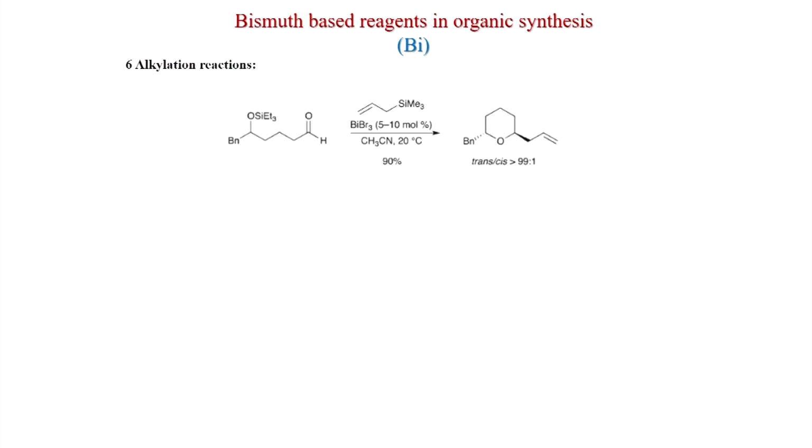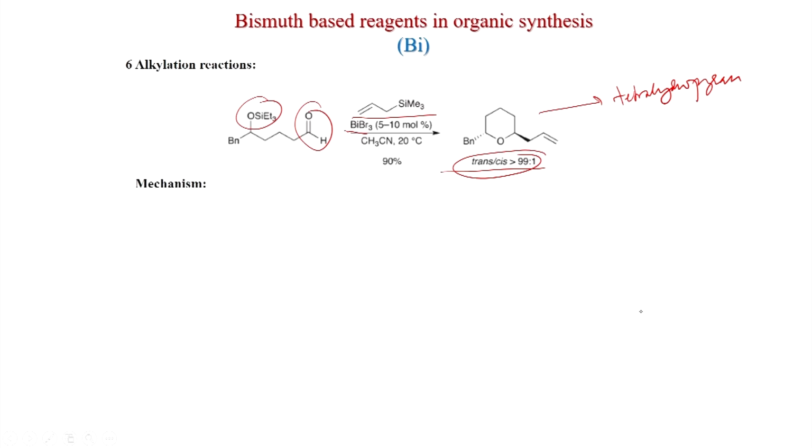Now, we will discuss alkylation reaction. So, if you see the structure here, an aldehyde, O-silyl group and allyl silane you have to add with bismuth bromide 5 to 10 mole %, and you get this tetrahydropyran product in trans to cis 99:1. So, this is a very selective reaction.